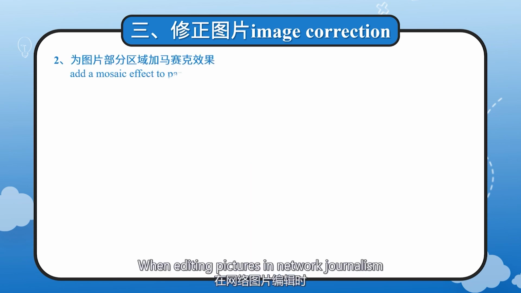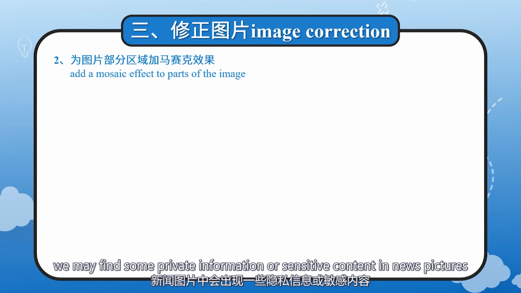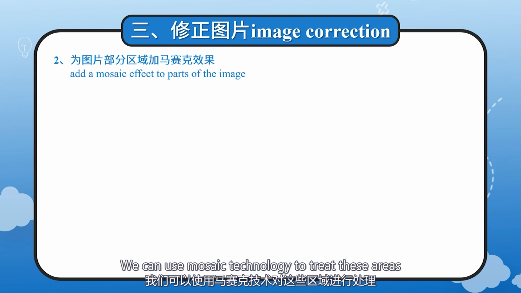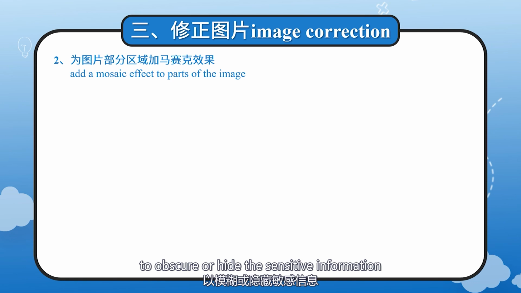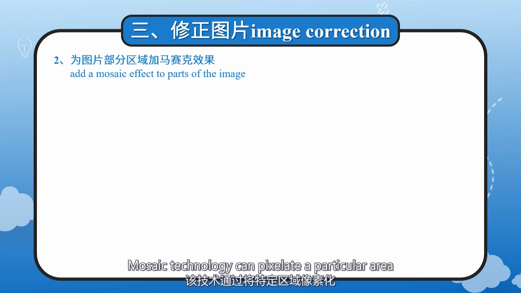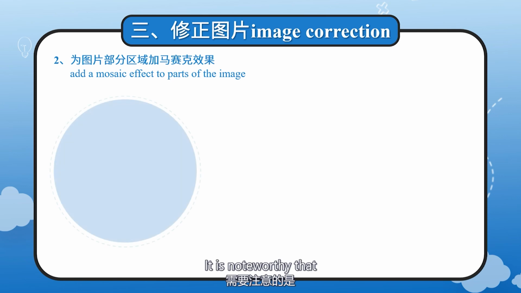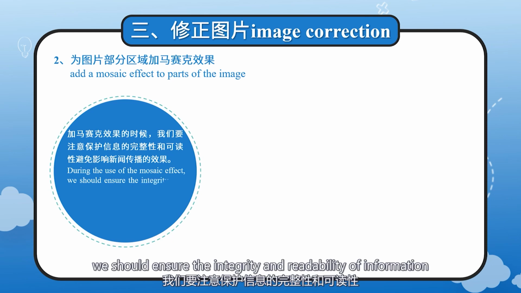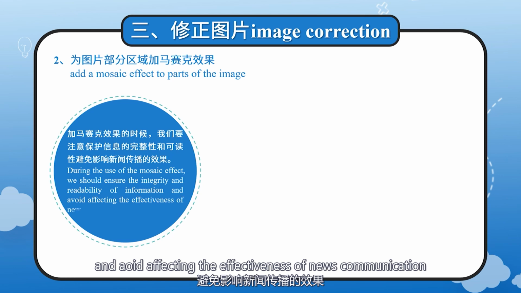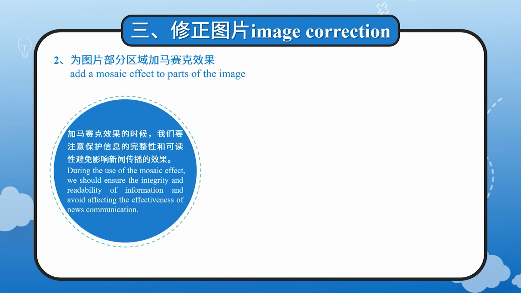When editing pictures in network journalism, we may find some private information or sensitive content in news pictures. We can use mosaic technology to treat these areas to obscure or hide the sensitive information. Mosaic technology can pixelate a particular area to make it hard for viewers to discern its content. It is noteworthy that during the use of the mosaic effect, we should ensure the integrity and readability of information and avoid affecting the effectiveness of news communication.